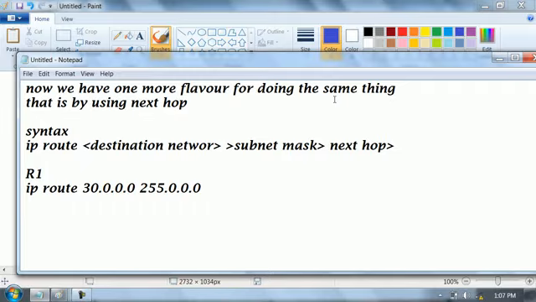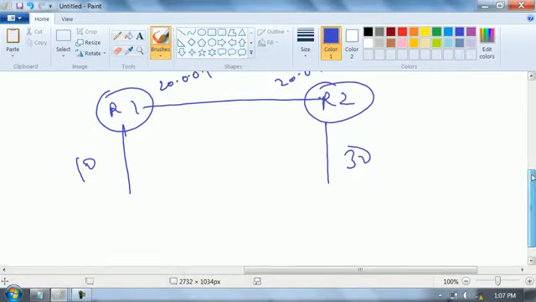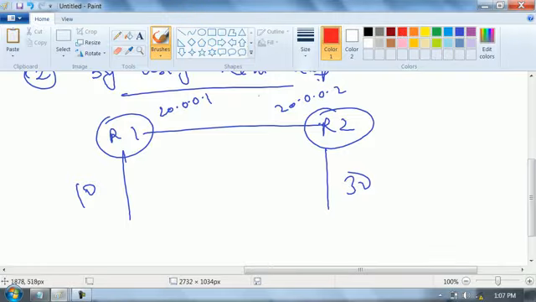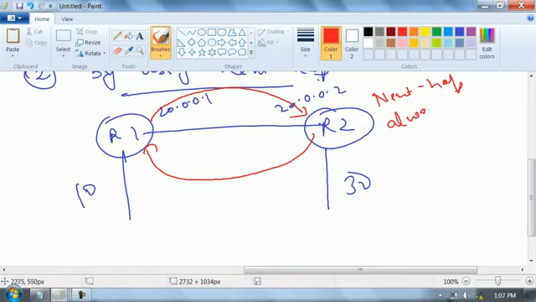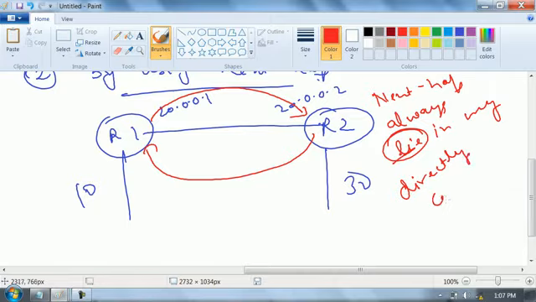Next hop is not clear. See, if I am on R1, this will be my next hop. If I am on R2, this will be my next hop. Next hop always lies in my directly connected network. Fine. This thing is clear. Next hop always lies in my directly connected network.